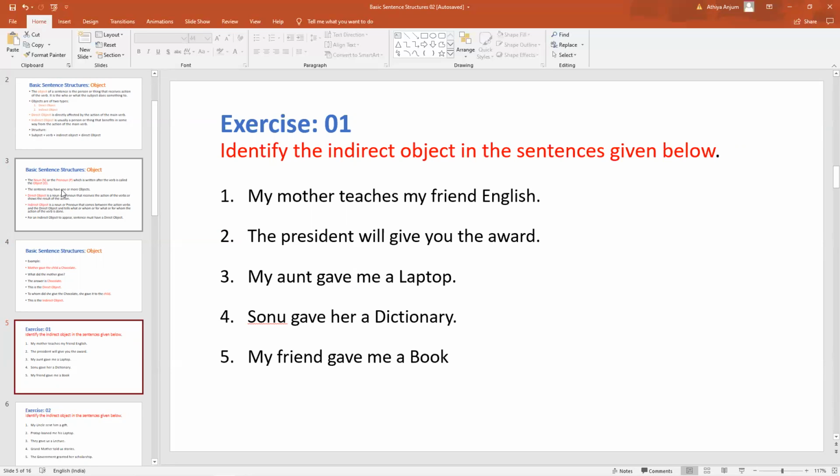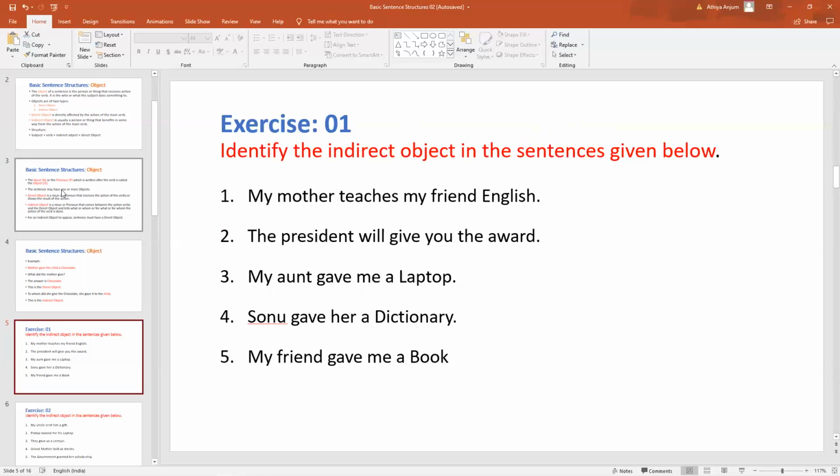Right. So, the next sentence, the president will give you. Will it give you complete sense? No. So the president will give you the award. So again, same thing here also. You have to question first, get the direct object, and then ask to whom it is being done. Then you will get the indirect object, right?